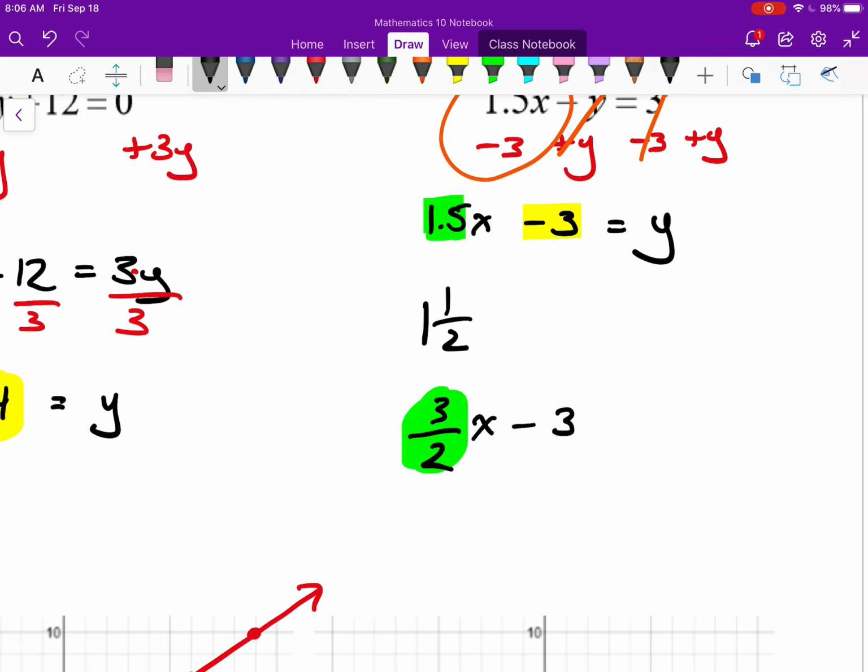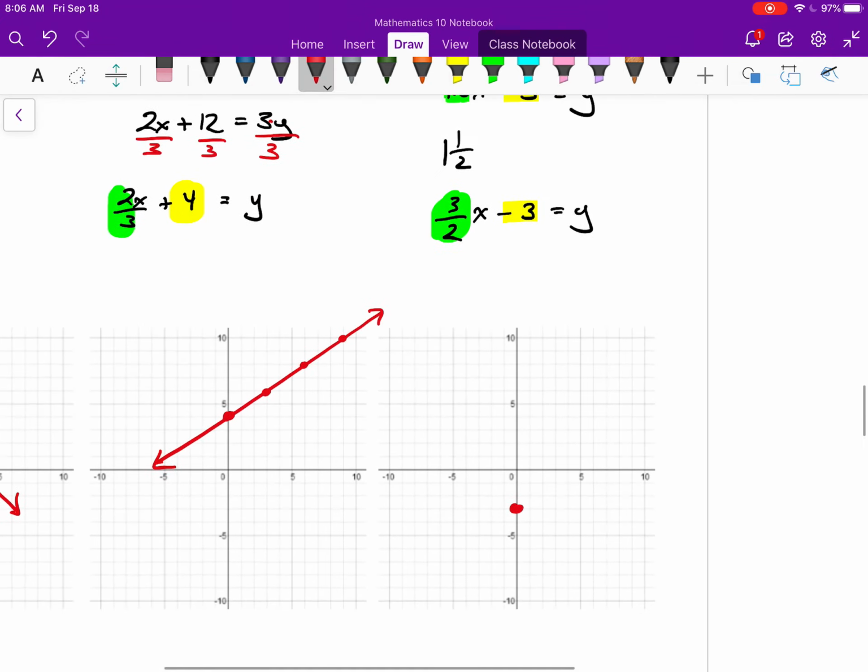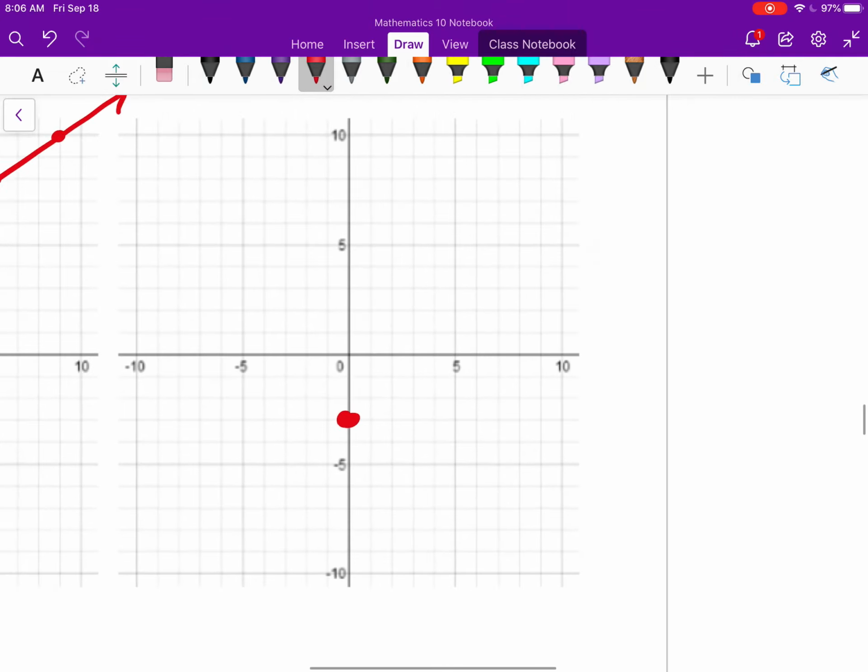And so I'm just rewriting my equation like this, just to make the slope more obvious. And I would rather count up 3 and move over 2 than count up 1.5 and over 1. But it is the same thing in the end. But I'd like to count by whole numbers. And so 3 up, over 2, right there. Do it again, one more time, and I'm done.